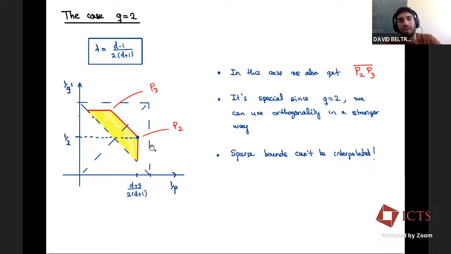The interpolation at the level of sparse bonds was not possible. So one would like to say, oh, if it holds at P2 and P3, then it also holds in the middle. But it's not possible. So we had to carry on the argument for sparse bonds and obtain all these estimates in between in the argument directly.